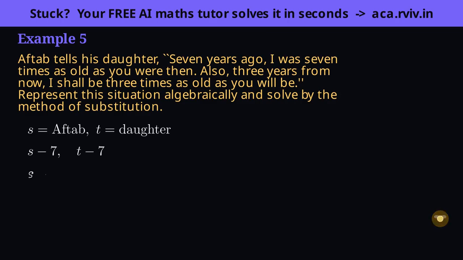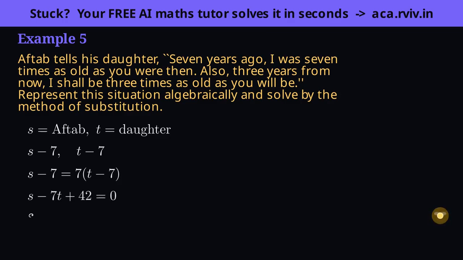Now the relationship at that past moment: he was 7 times as old as she was. So his past age equals 7 times her past age. That gives S minus 7 equals 7 times the quantity T minus 7. Let's tidy this into a clean standard form. Expand the right side to 7T minus 49, then bring everything to one side. It simplifies to S minus 7T plus 42 equals 0. That's our first equation.